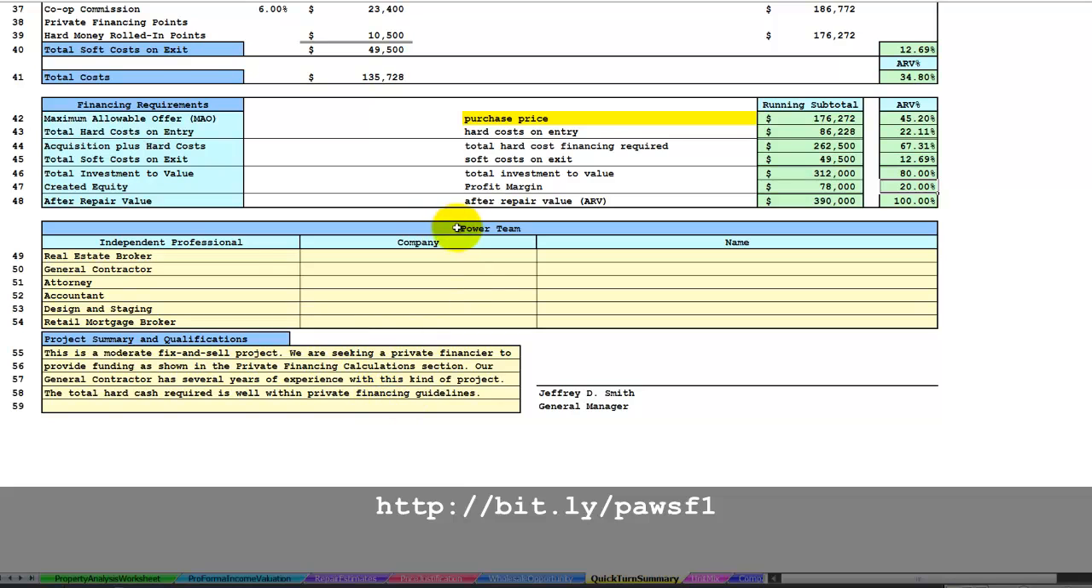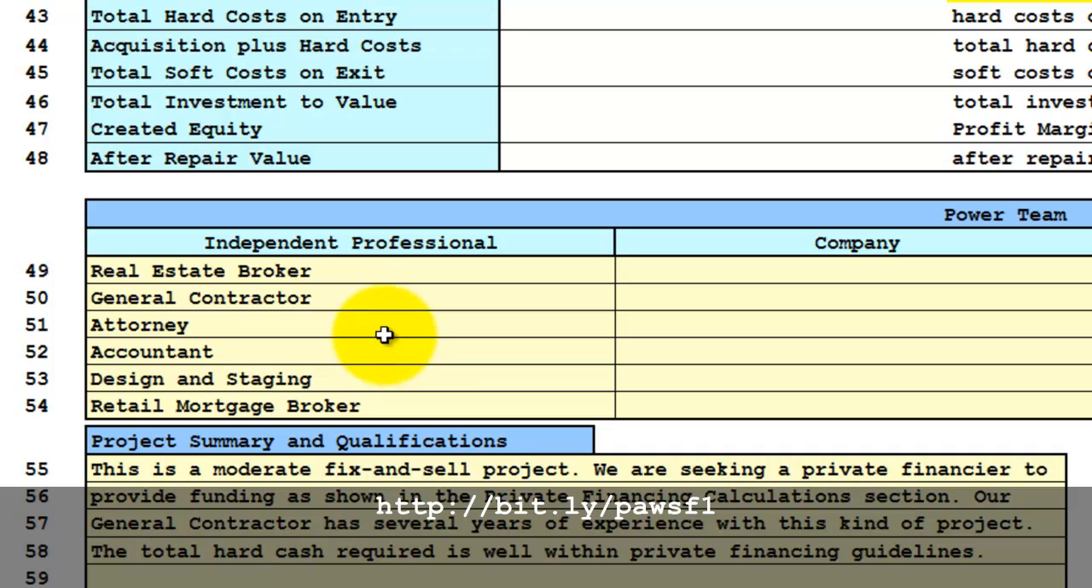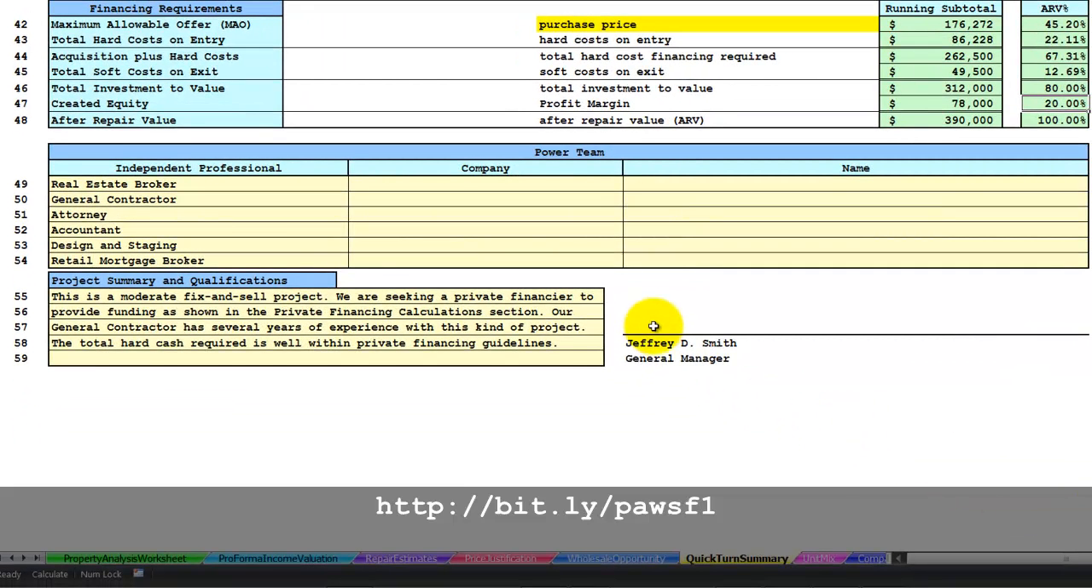I also have a summary of my power team, the real estate broker, general contractor, attorney, accountant, design and staging consultant, and the retail mortgage broker. Project summary and qualifications. And I would also include a JPEG image of my signature in the spreadsheet template, so I wouldn't have to insert it every time.